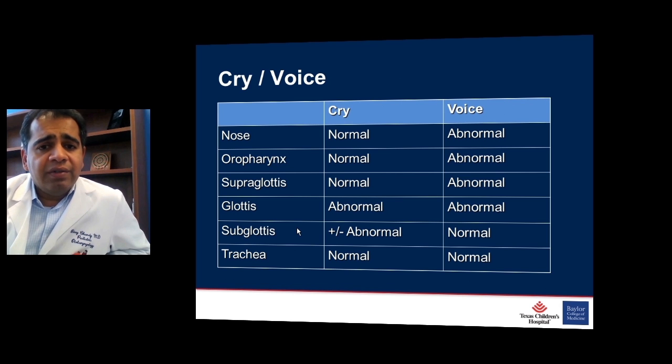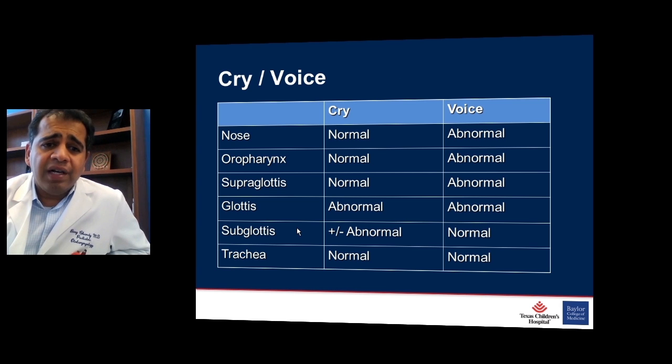So we can also look at their cry and voice. If it's an infant, the cry is usually normal if there's a lesion above the glottis. Around the glottis or subglottic level, if there's a vocal cord paralysis or a lesion, they'll have an abnormal cry. However, when we look at older children and look at their voice, if there's a lesion in the nose or pharynx or glottis, they can have an abnormal resonance in their voice.